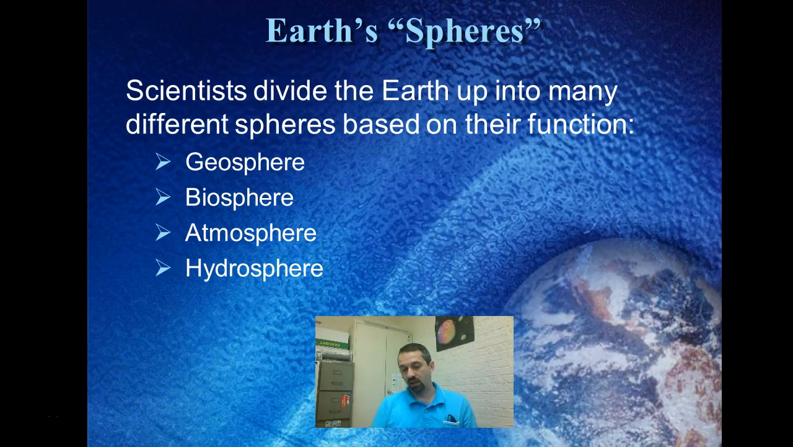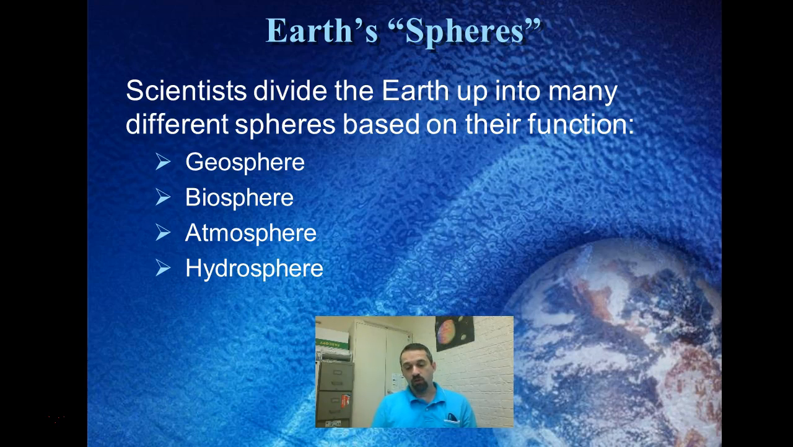So it just saves time. It just makes life easier. So that's one of the reasons why we divide things up into groups or functions. So anyway, the four types of spheres: the geosphere, the biosphere, the atmosphere, and the hydrosphere.